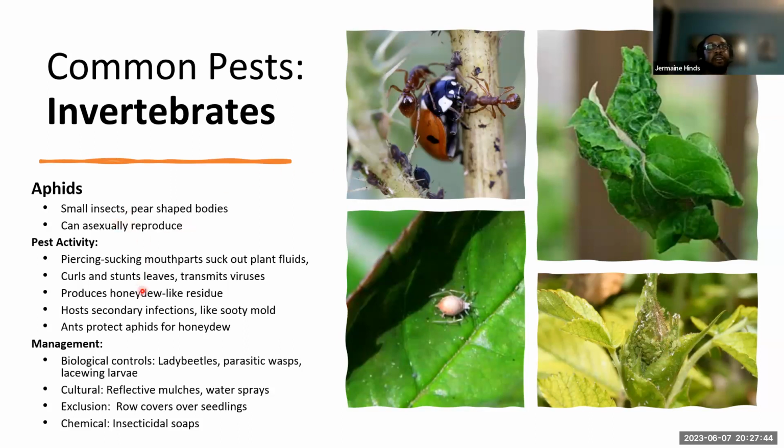Aphids also produce this honeydew-like residue. Out of their back, they'll produce this honeydew residue that ants tend to like. And ants will protect the aphids because of that honeydew. So your lady beetles are less effective. They'll fight off lady beetles, stop them from eating aphids. These are the things that's kind of happening in nature. Another part with aphids is that residue, that honey-like residue, can be a host for secondary infections like sooty mold when it's left behind on a leaf.